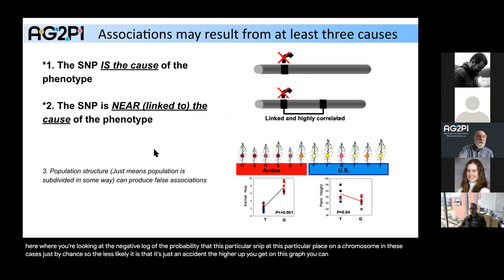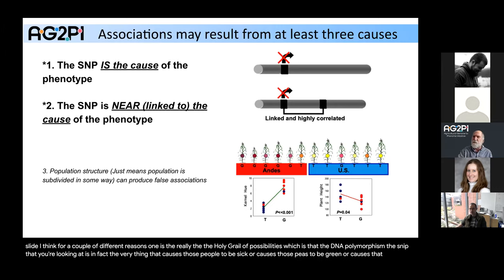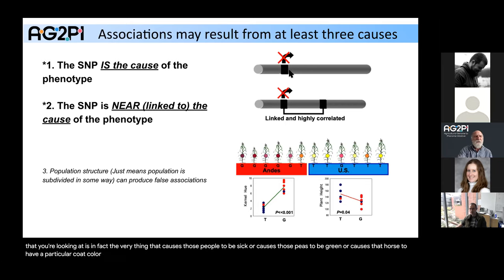Now, you can find these, and this is the last slide, I think, for a couple of different reasons. One is the holy grail of possibilities, which is that the DNA polymorphism, the SNP that you're looking at, is in fact the very thing that causes those people to be sick, or causes those peas to be green, or causes that horse to have a particular coat color. In that case, it's great, because whatever you're following really is the cause of the phenotype. It also turns out that, as I mentioned to you before about linkage, the SNP that you're following isn't the cause, but it's really close to the cause. It's physically very close. And it's so close that this correlation is really statistically significant.